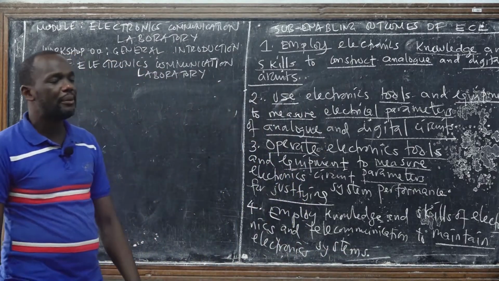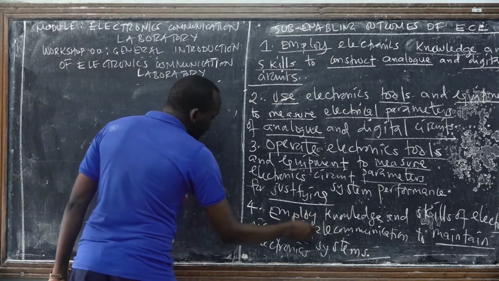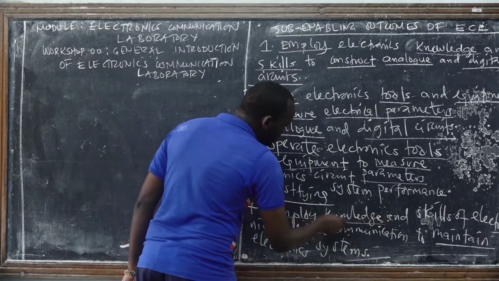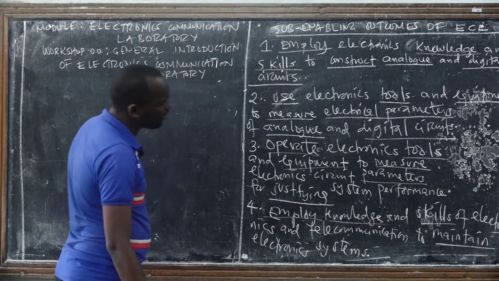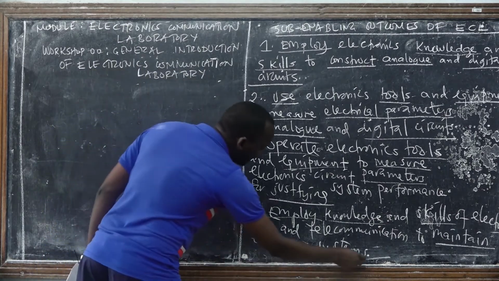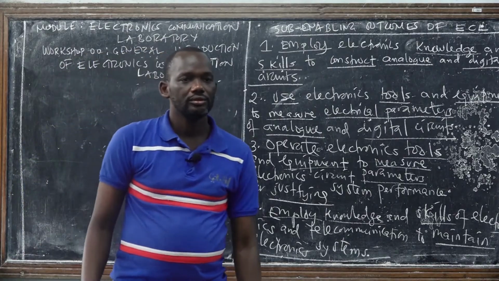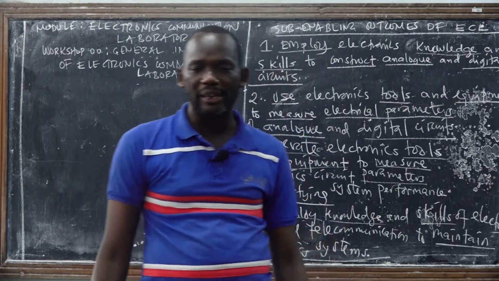So the fourth sub-enabling outcome is this one. As students, you have to be able to employ knowledge and skills of electronics and telecommunication to maintain electronic system. So to maintain is actual maintenance.